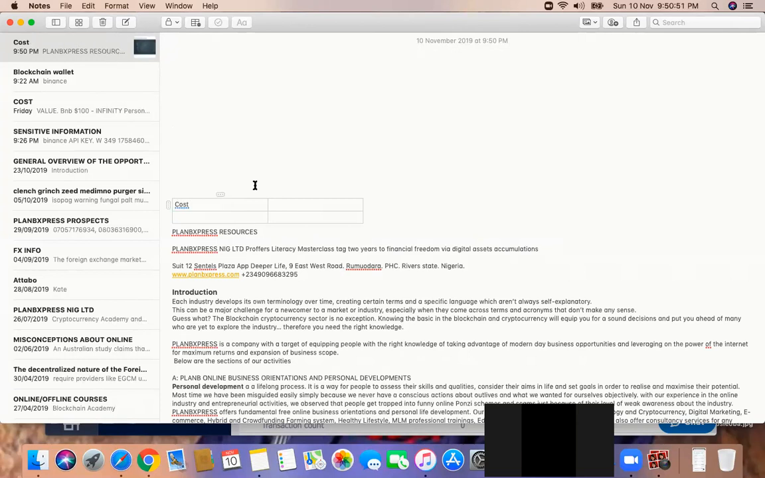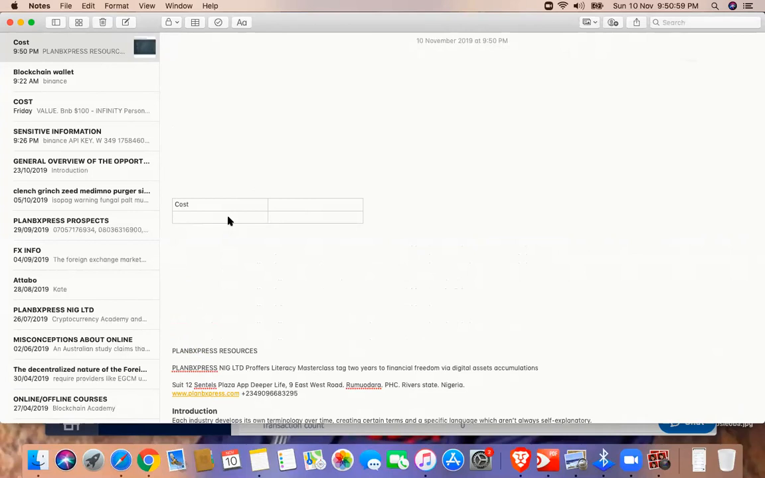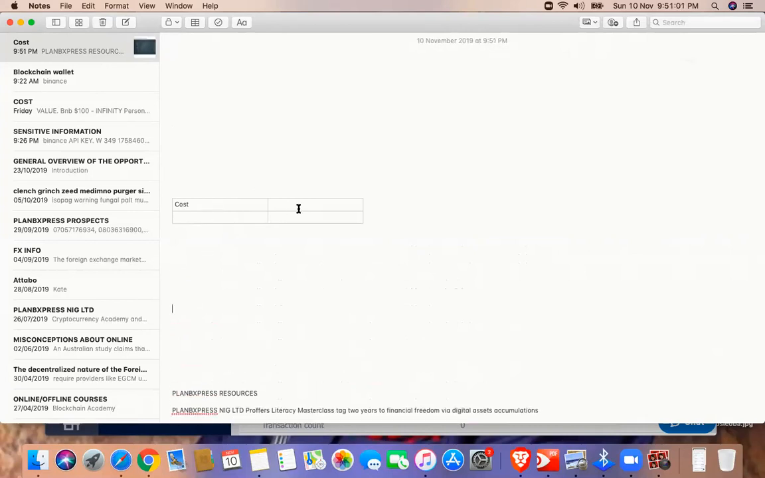Costs and value. Cost and value. Okay, so this is what is important in crypto.